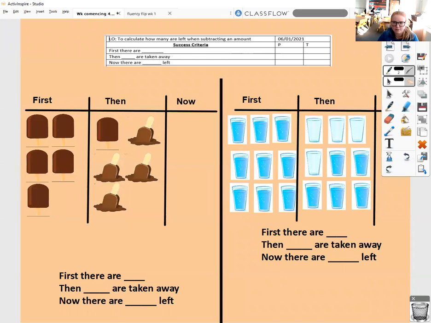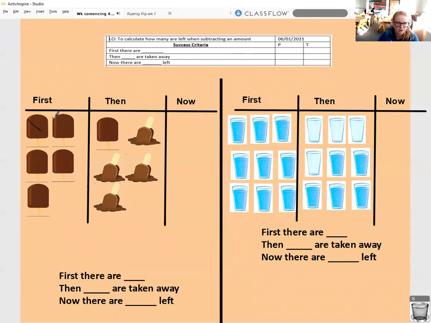How many ice creams do we have? Let's have a look. 1, 2, 3, 4, 5. First, there are 5 ice creams. So we are starting with 5 ice creams.